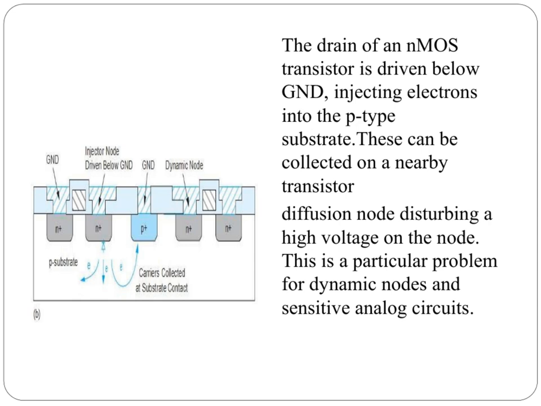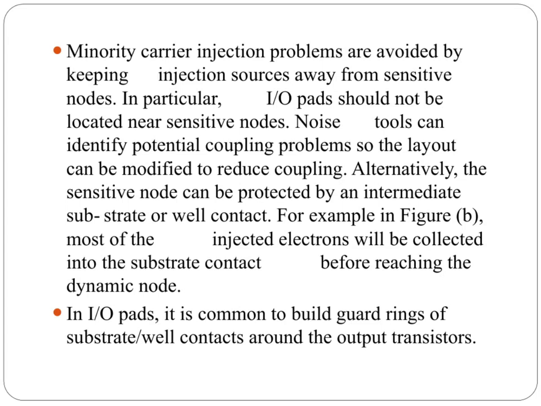This effect is particularly problematic for dynamic nodes, which rely on stable charge, and for sensitive analog circuits, where even small voltage disturbances can impact performance significantly. Understanding this helps us see why controlling substrate injection is critical in certain circuit designs. When dealing with minority carrier injection issues, it's important to keep injection sources away from sensitive nodes to prevent interference. A good example is ensuring that I/O pads are not placed too close to these sensitive nodes.